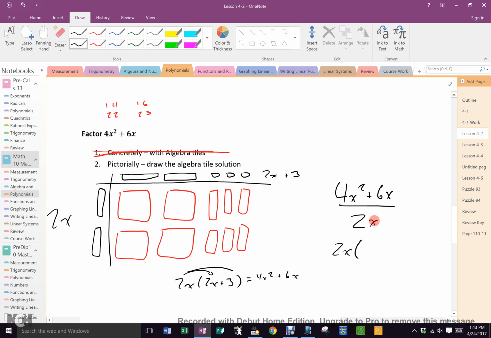4x squared divided by 2x. 4 divided by 2 is 2. X squared divided by x, 2 minus 1 is 1x. 6 divided by 2 is 3, and the x's cancel out.